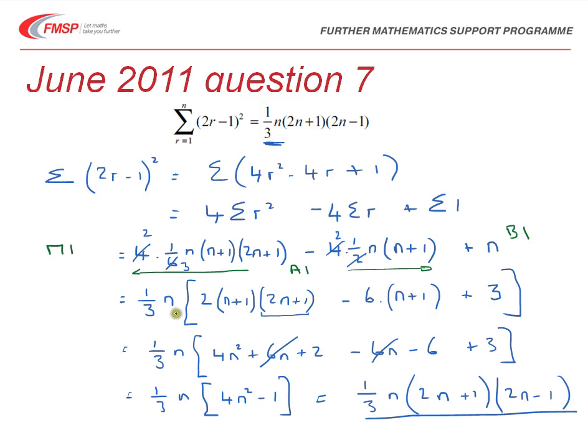The method mark on the next line comes for this factorization of 1/3 n, regardless of what goes on inside the square bracket, although there is then an accuracy mark for getting that correct in that square bracket. So that's 5 marks being allocated so far, so the final mark comes right at the end, as long as you've shown sufficient working to get to that point, and there have been no errors in the calculations from then on. So there's the 6 marks for that part of the question.